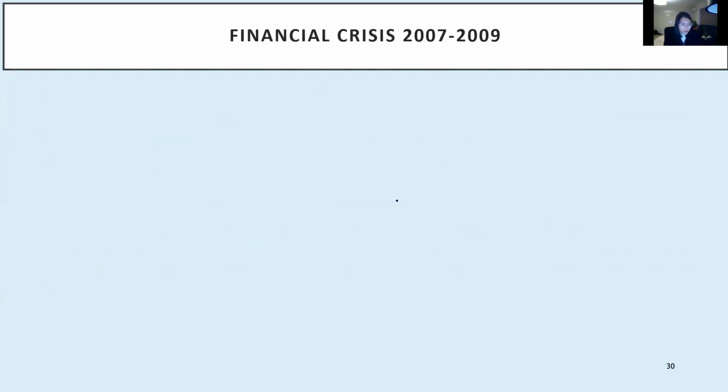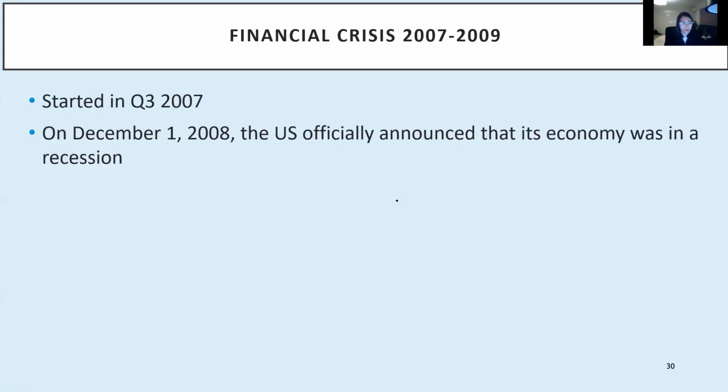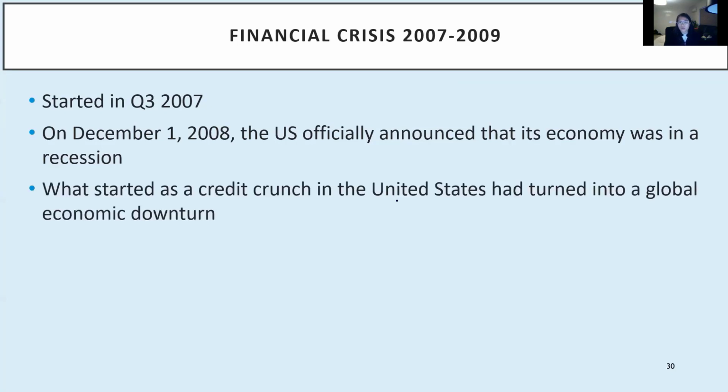So moving on to the next financial crisis. Now, we have talked quite a bit about financial crisis, the global financial crisis in 2007. So in this lecture, I'm going to skip through some of the details that we talked about before, and I'll focus on some of the details that we haven't discussed, okay? So as we all know, the crisis started in 2007, and by the end of 2008, the US officially announced that this is a recession, okay? So the crisis started with the credit crunch, and it has turned into a global economic downturn, okay?